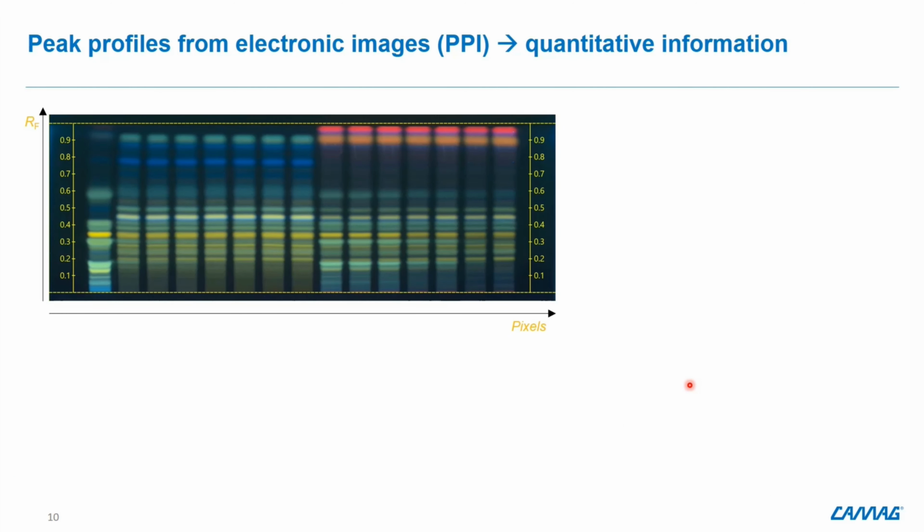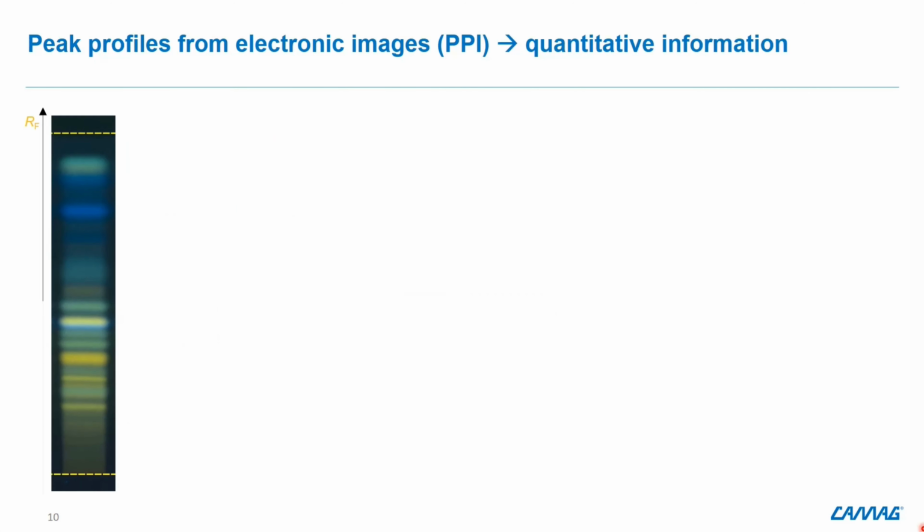So how to get the quantitative information from an image? A peak profile from an electronic image, or short PPI, has a start below the application position and an end above the solvent front position. So here is the start, there is the end. The application position is defined as RF value 0 and the front position as RF 1. And the camera detects RGB values, and the software calculates the luminance in the middle of the band.